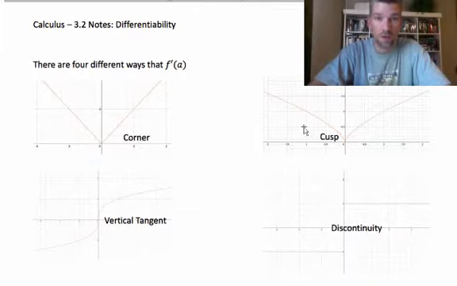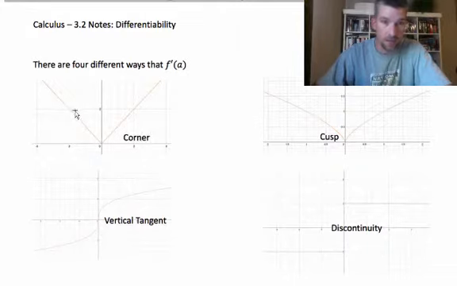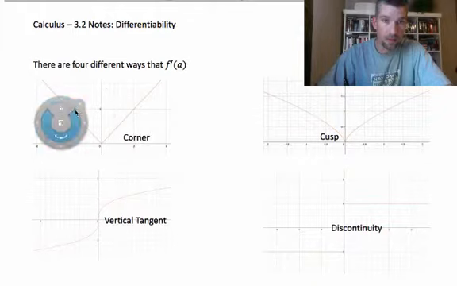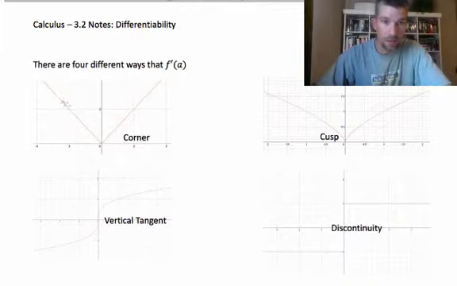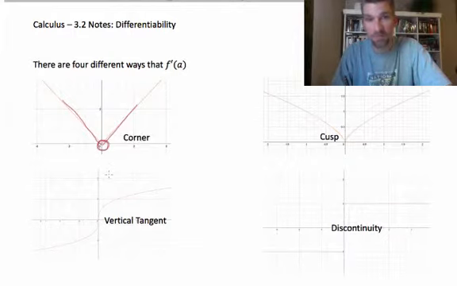I've got four graphs here. One shows a corner. And so if we just check this guy out, we've got what looks like an absolute value graph comes in, bounces off. So at this point 0 right here, we've got a corner. And anytime you have a corner, you don't have a derivative. So we cannot take a derivative at that particular point.